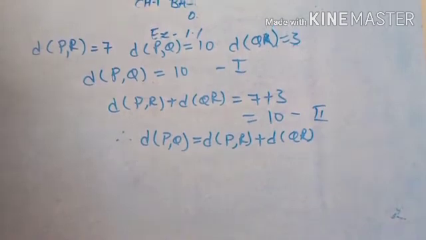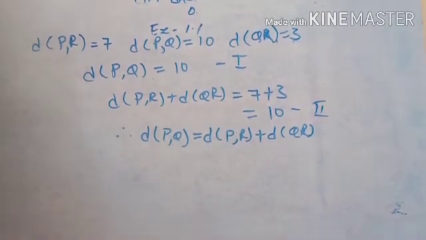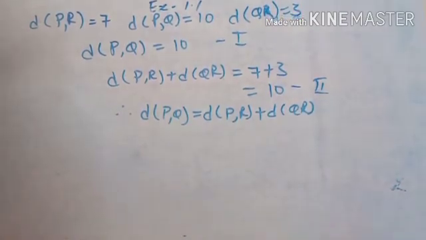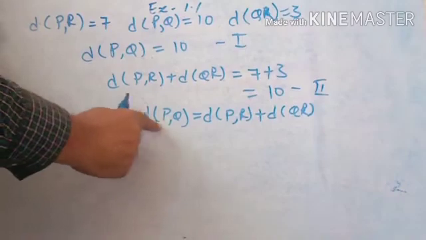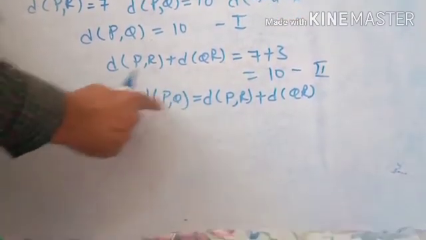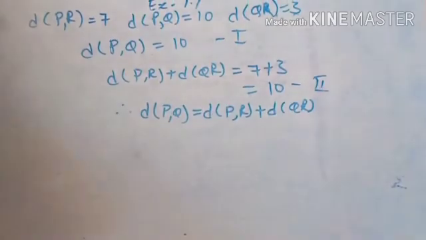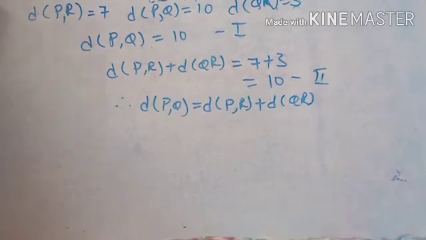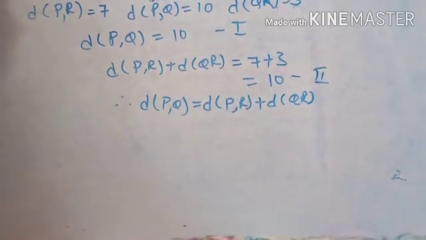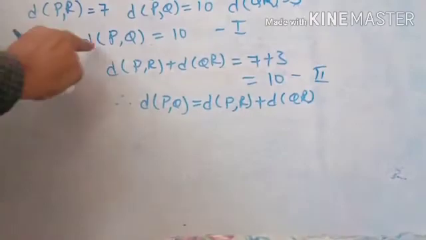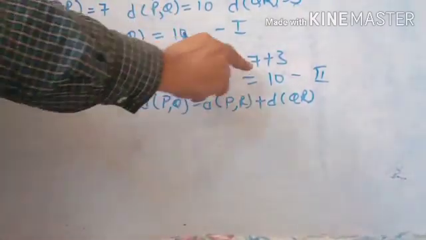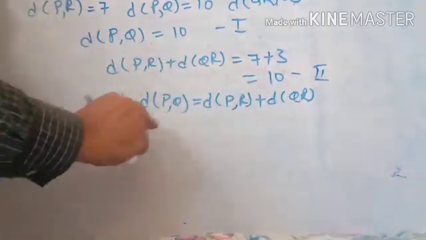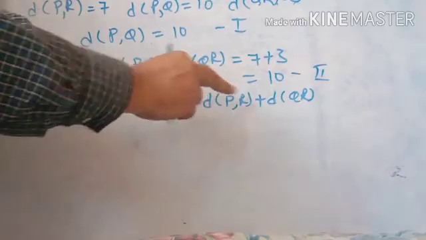If the line PQR is collinear, yes, line PQR is collinear, then R is in between P and Q. Why is R in between P and Q? Because PQ is the start point and end point, P and Q. So R is in between P and Q. How do we come to know that R is in between P and Q? From first and second. Distance PQ is equal to 10. Distance PR plus distance QR is also equal to 10. Therefore, distance PQ is equal to distance PR plus distance QR. We come to know R is in between P and Q from first and second.